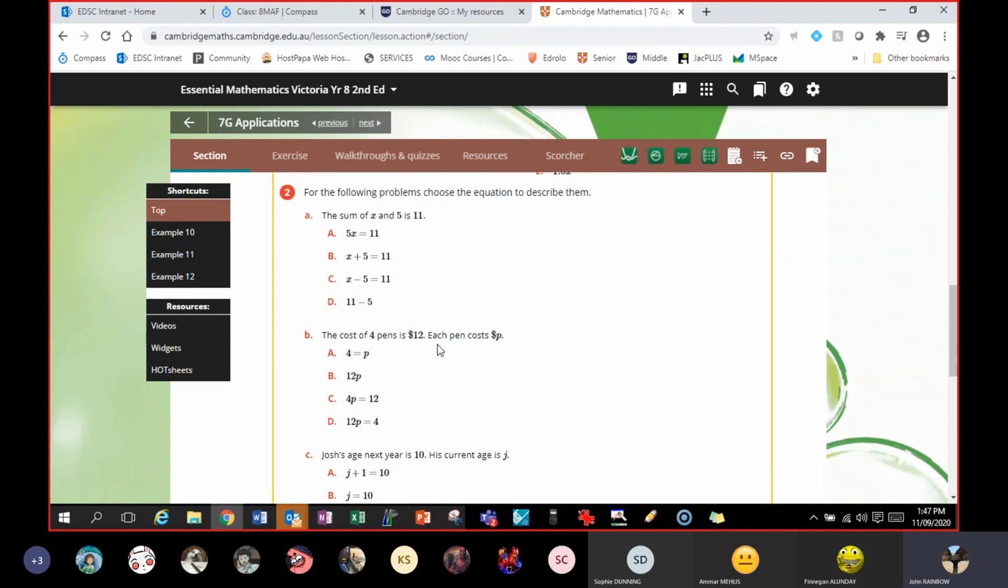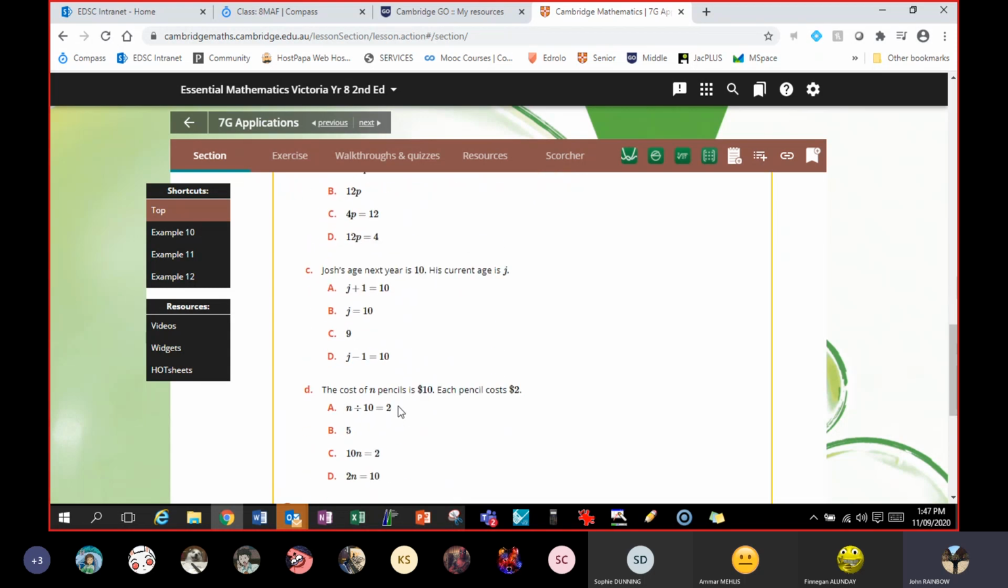We've solved some of these. If the cost of 4 pens is $12, well, 1 pen would be 3. So we could write an equation where P stands for the cost of each one pen. It'd be 4P equals 12. That would be the equation you would use to set it up, because you've got to define P. P stands for the cost. So we've got 4 times the cost of a pen has to equal 12, and you can divide both sides by 4.